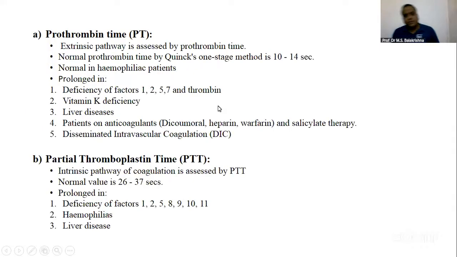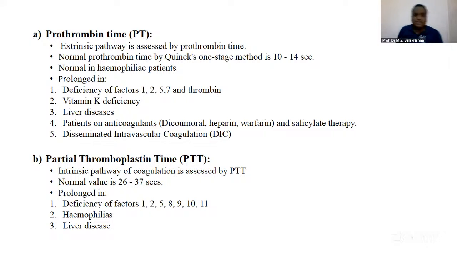Next, coming to the prothrombin time and partial thromboplastin time. This is an extremely important slide. Take a screenshot of this. Prothrombin time is assessed by your extrinsic pathway, whereas your partial thromboplastin time is assessed by your intrinsic pathway. So one is extrinsic, one is intrinsic. Both are different. The normal prothrombin time is 10 to 14 seconds. It is normal in hemophilic patients. Prothrombin time is increased in deficiency of factors 1, 2, 5, 7, or vitamin K deficiency, and in liver diseases.